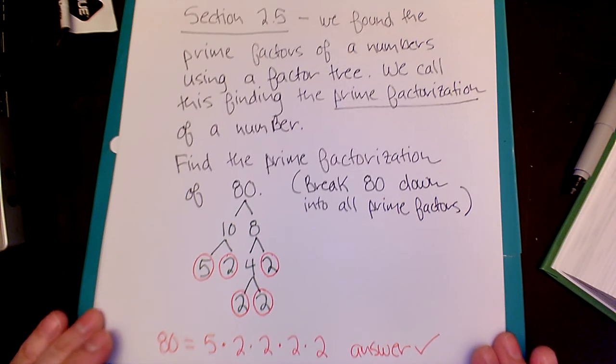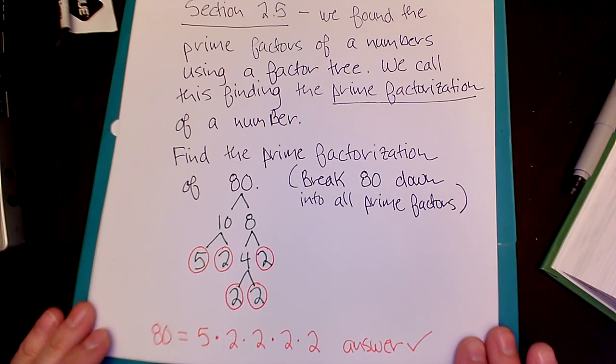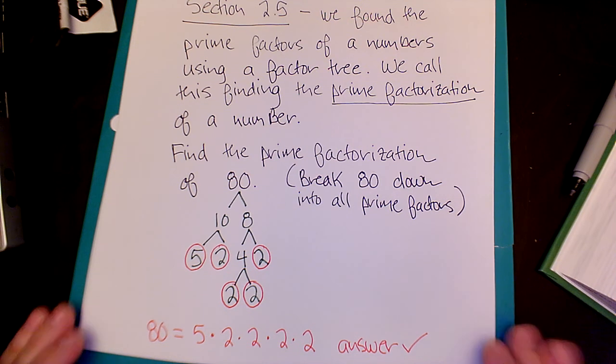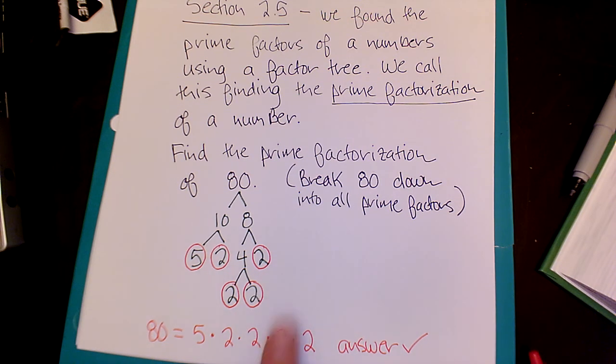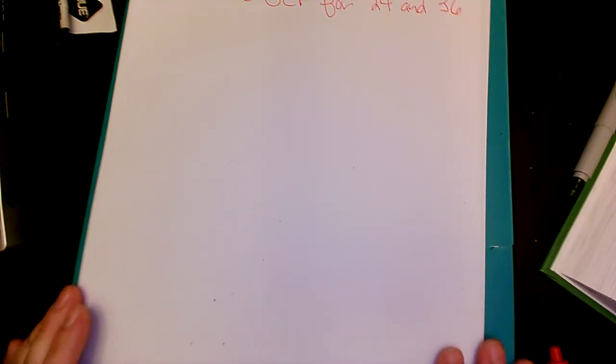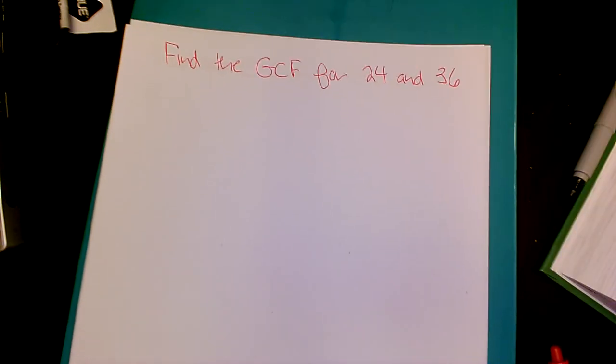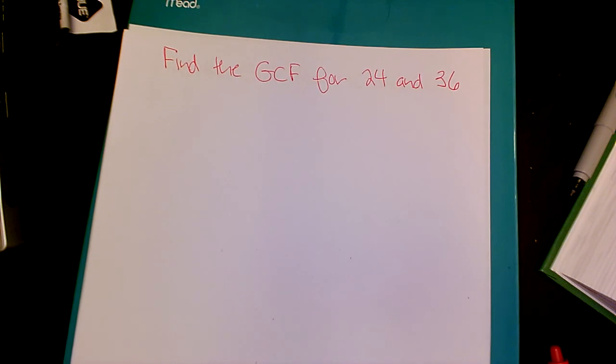Okay, so that's just a review of what we did in 2.5, and I want to make sure we got that, because we're going to be using these factor trees to find the GCF. So in the next video I'm going to do 3 examples. So the next video we'll pick up with finding the GCF, which is just greatest common factor, for 24 and 36.